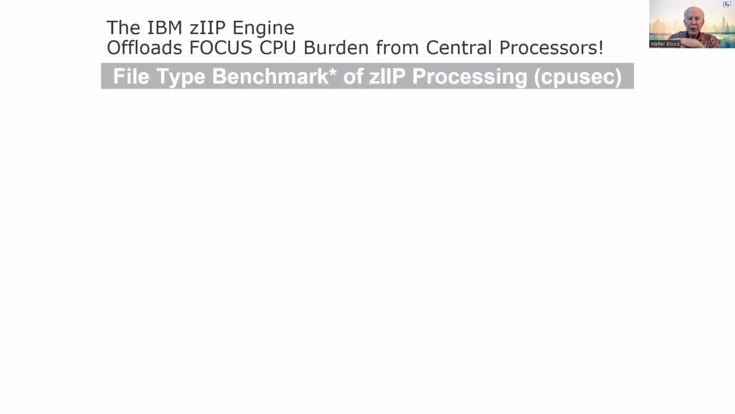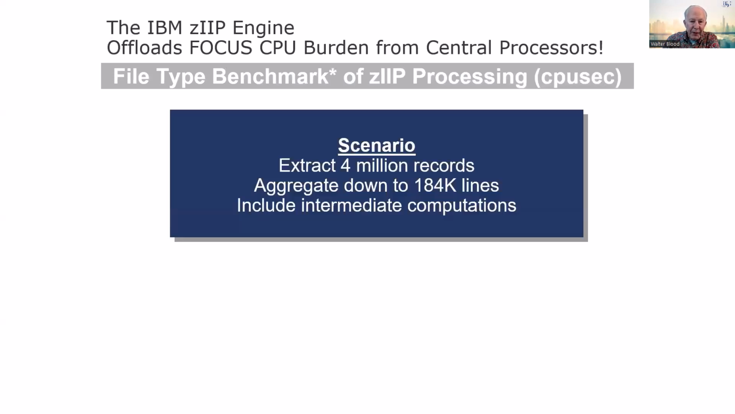Let's take a look at the kinds of benefits that you can expect when you're using the FOCUS and the Web FOCUS engine. The scenario we'll work with in this first set of data is we will extract 4 million records, aggregate them down to 184,000 lines with intermediate computations. We'll make an assumption that we have 100% of zIIP capacity available to us, right? This is generally not the case because zIIP is a shared resource and would be shared across the system.